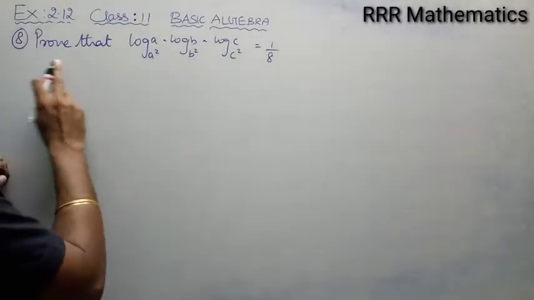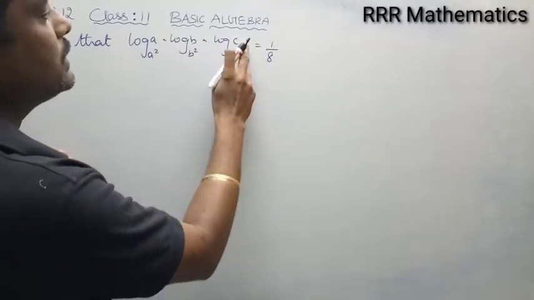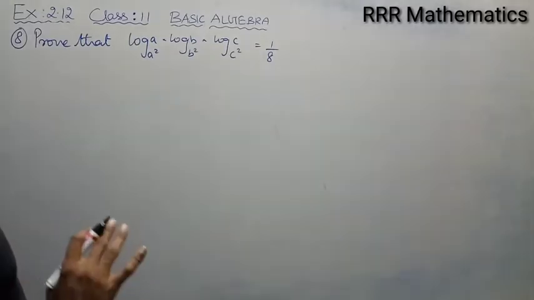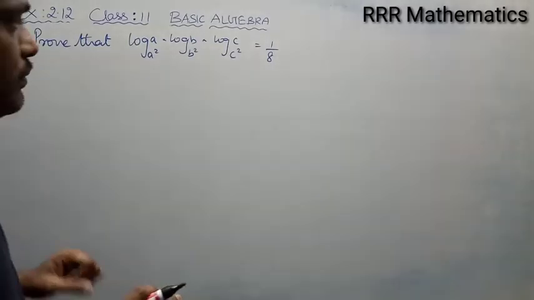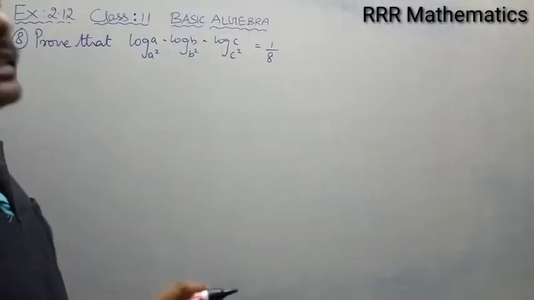Now question number 8. Prove that log a base a square into log b base b square into log c base c square equals 1 by 8. So basically if we want to continue the problem using the properties of logarithms, the bases must be the same. Here the bases are different, so I want to make the bases the same.